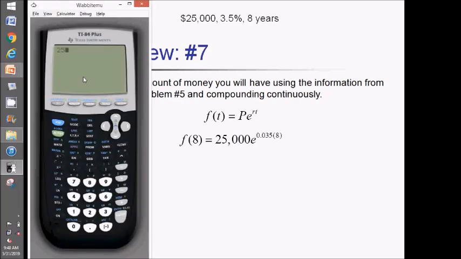So we have 25,000. And to get e, I'm going to do second and then the ln button. That gives me e to a power. Second ln, there we go. And now I've got 0.035 times 8, which is all going to come out to $33,078.25.